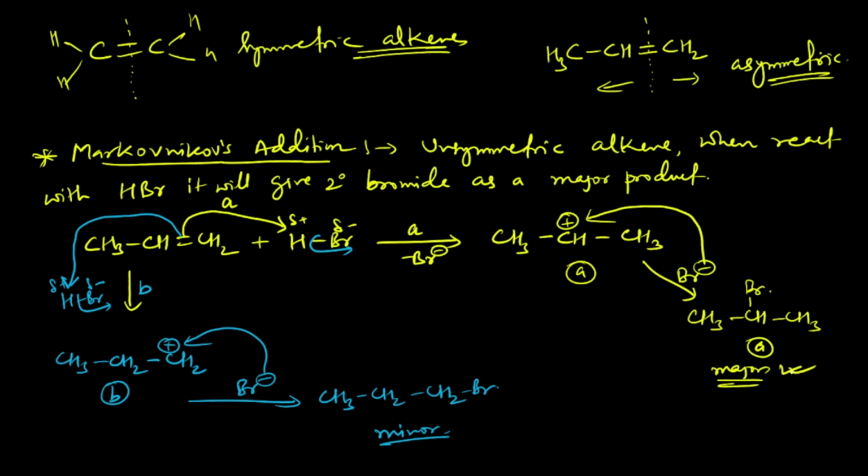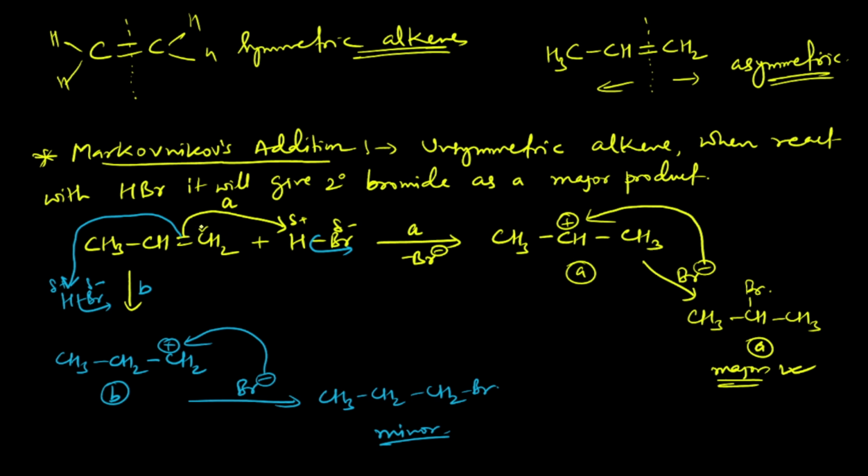But how and why? Why is this major and why is this minor? Let us discuss. See, if you are moving this pi electron towards this carbon, what is happening? In this carbon, negative charge will be there and that negative charge is attracting this electrophile. So here it will be CH3, correct?